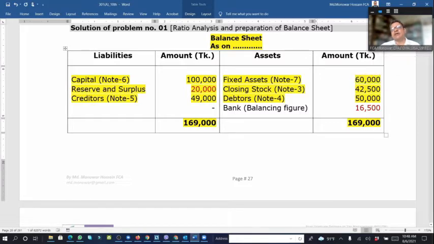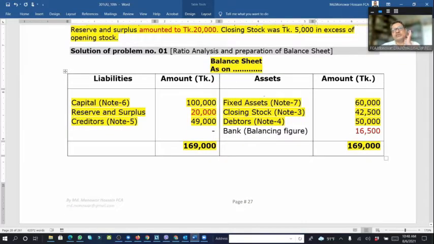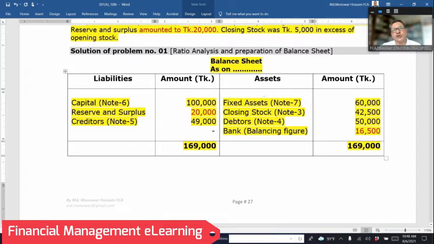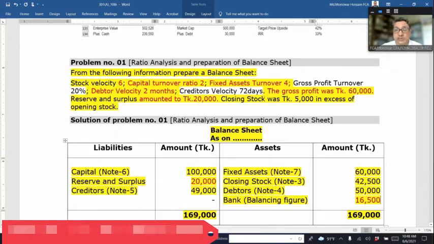So what is happening? Total liability is 1,69,000, but here 3 items we get from the balance, but one item is not mentioned, the bank and other, so that item we have to calculate as the difference between the asset and liability. So the balancing amount we put here as bank balance, or you can say cash also. This way we can calculate that type of balance sheet. So this is one balance sheet calculation through ratio analysis.